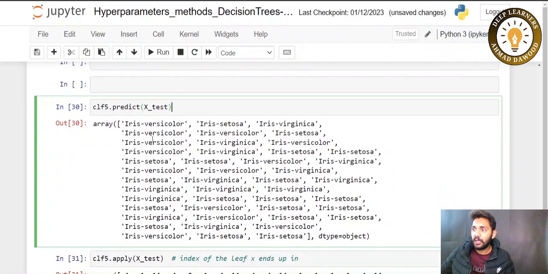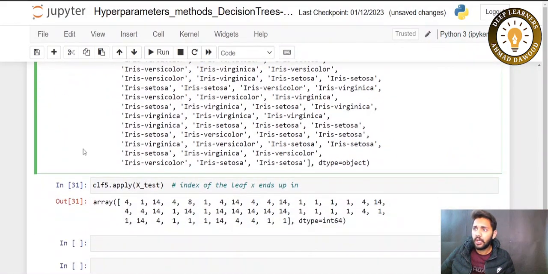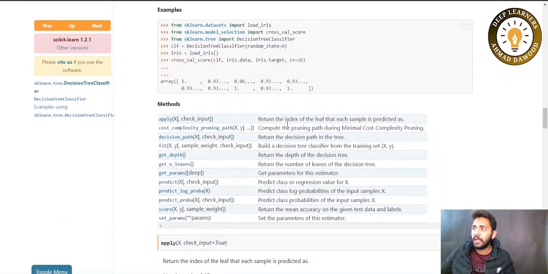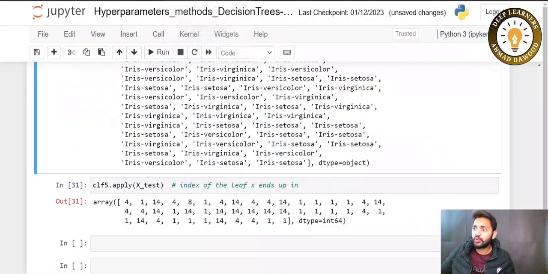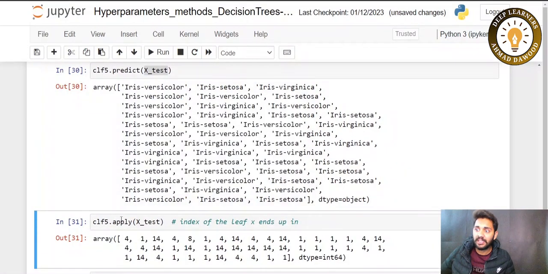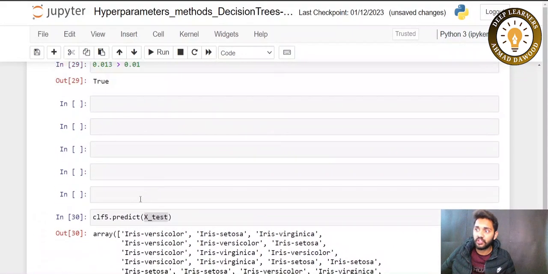The predict function, I have told you, you can pass the whole test data set and get the predictions. Now I was telling you about the apply method that is available here. You can use the apply method if you want to see which particular node has predicted this Versicolor. I have passed all my testing input data, and it says that node number 4 has predicted Versicolor, and you can cross-check it.